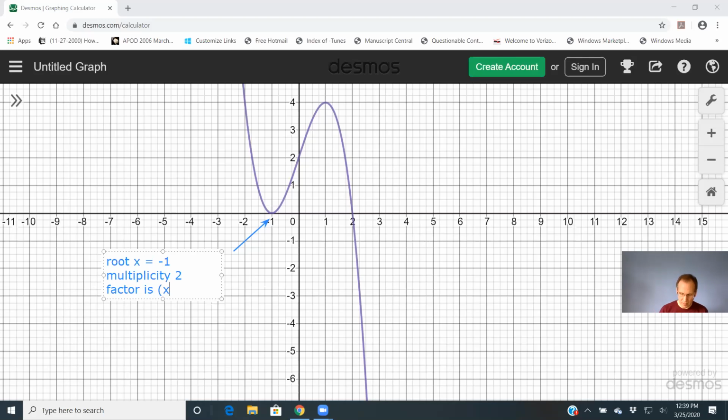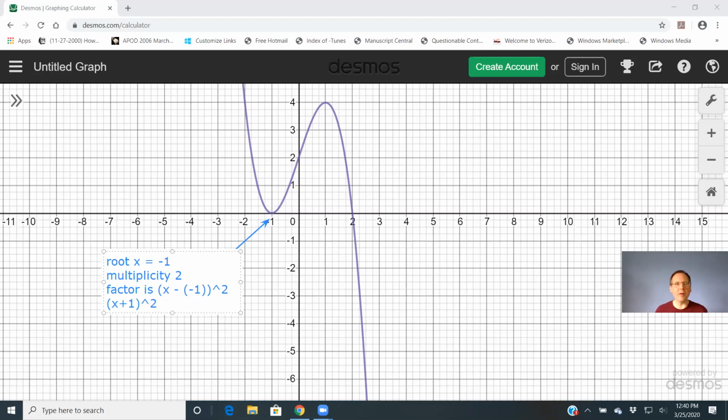That means the factor that gave rise to that root is going to be x minus -1, and then it'll be squared, right? Because it has multiplicity 2. Squared. And of course, we can write that as x plus 1 squared.